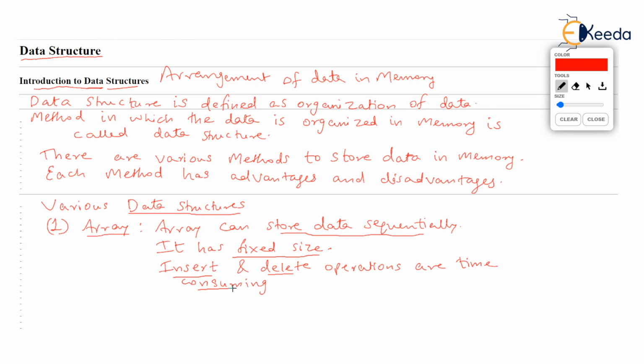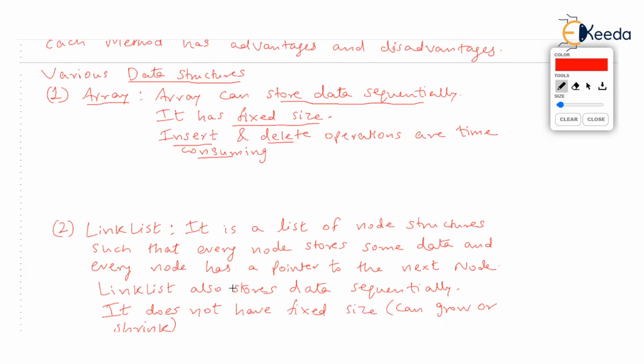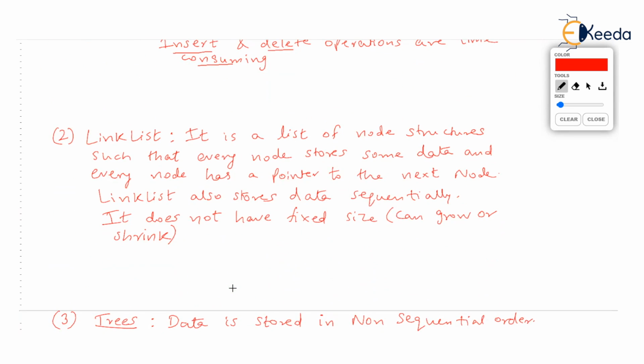All right, so array is a data structure, isn't it? Anything which stores data is called data structure. Anything which has an arrangement is called data structure. So array is a data structure. The second data structure is linked list. Now, linked list also stores data sequentially. Basically, linked list is a list of node structures such that every node stores some data and every node has a pointer to the next node.